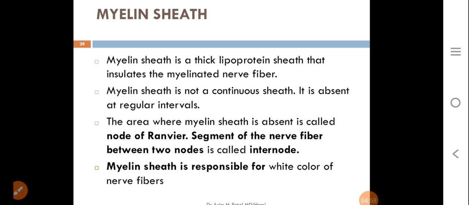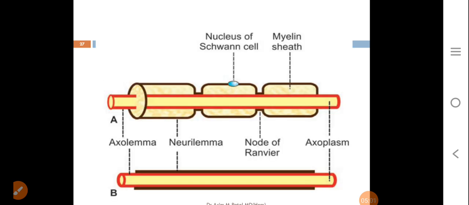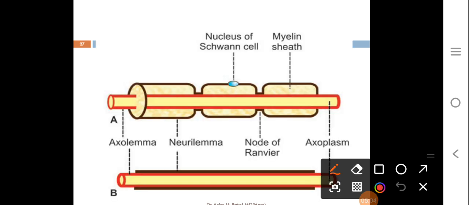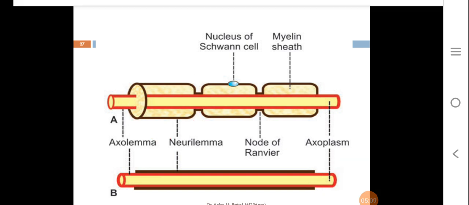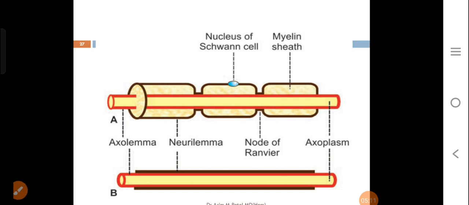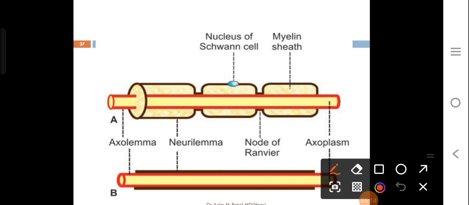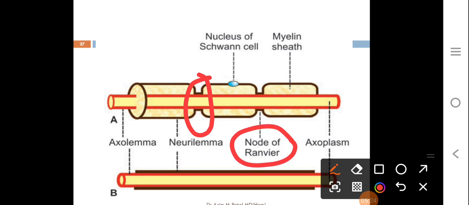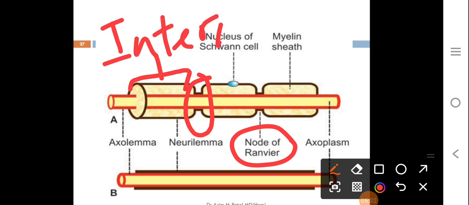Here in this diagram you can see the myelin sheath. This is the whole myelin sheath, and the area where myelin sheath is regularly absent is called the node of Ranvier. And the segment where myelin sheath is present is called the internode. Okay.